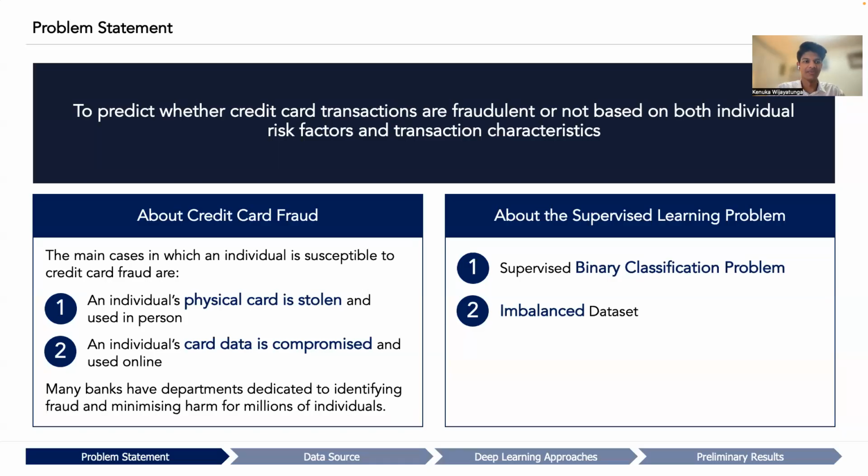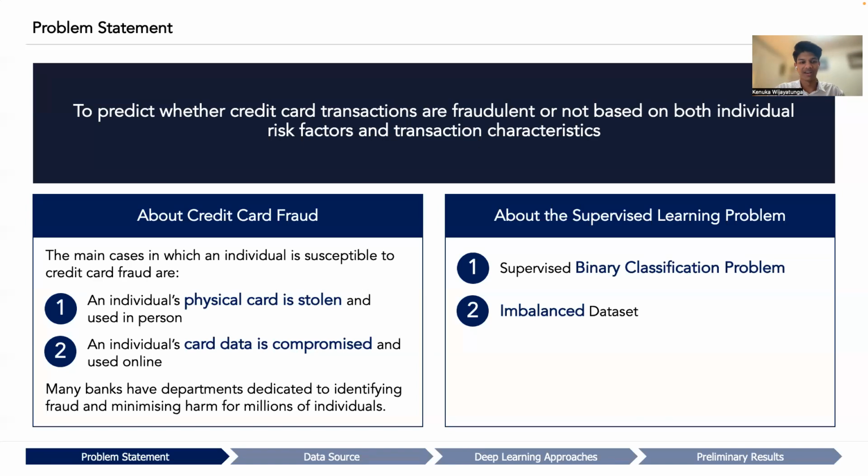Starting off with a problem statement, the goal of this project was to predict whether credit card transactions are fraudulent or not based on both individual risk factors, so for example, an individual's age and gender, as well as the transaction characteristics. So for example, the transaction amount, as well as what was actually purchased.